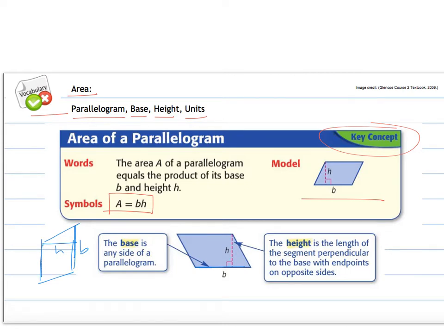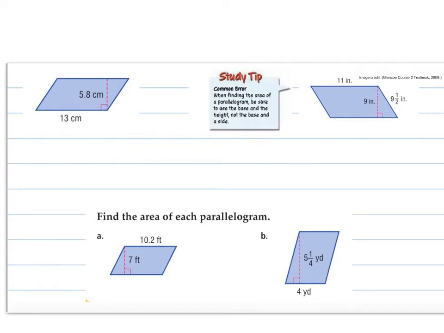The height is the length of the segment perpendicular to the base with endpoints on opposite sides. So it's the distance from base to base, essentially. You might recognize that you've dealt with squares and rectangles before. Those are also parallelograms with 90-degree angles. So we're going to try some, and the really important part today is that you show your work. And again, we've emphasized this, and you guys have gotten pretty good at it.